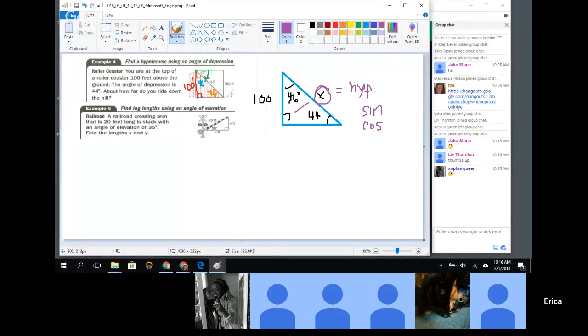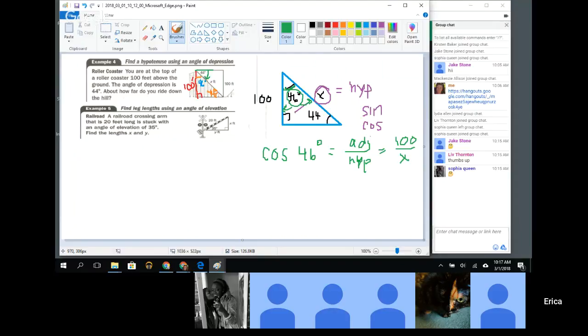So let's pick one of these. Let's pick 46 degrees. And I know that I have 100, which is adjacent, and I have X, which I'm trying to solve, which is the hypotenuse. So I'm going to say that the cosine of 46 degrees is equal to the adjacent over the hypotenuse. The adjacent side is 100, and the hypotenuse is X.